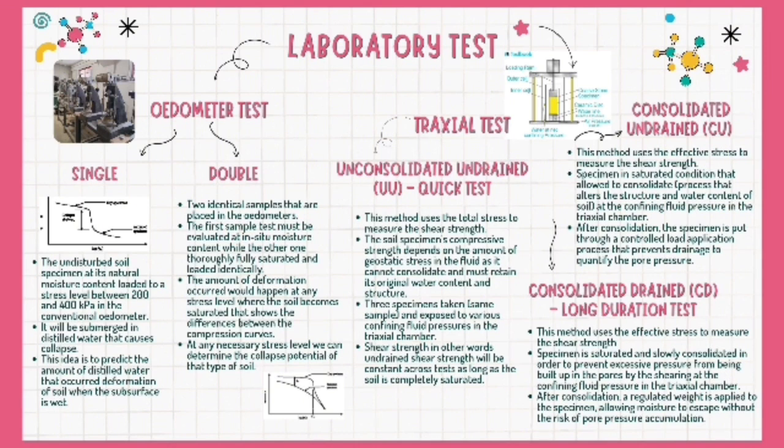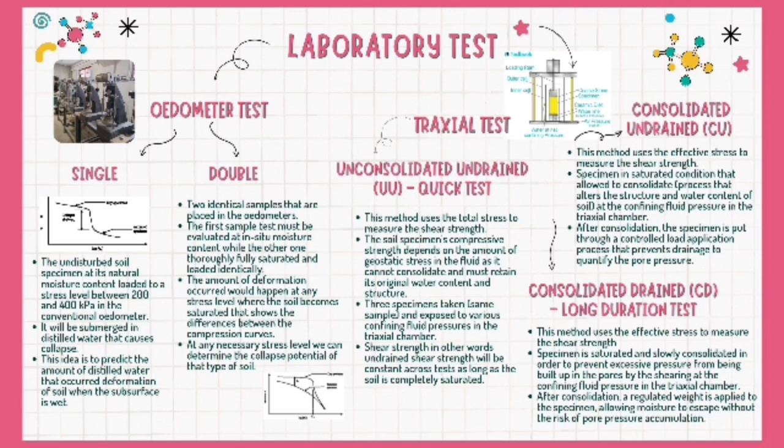For the oedometer test, there are two types, which are single and double. For the single oedometer collapse test, the undisturbed soil specimen at its natural moisture content is loaded to a stress level between 200 to 400 kilopascals in the conventional oedometer, and then it is submerged in distilled water, which will cause collapse. The idea is to predict the amount of deformation of the soil when the surface is wet. The graph shows the results of the single oedometer test, where the unsaturated or dry specimen collapses and becomes a saturated specimen.